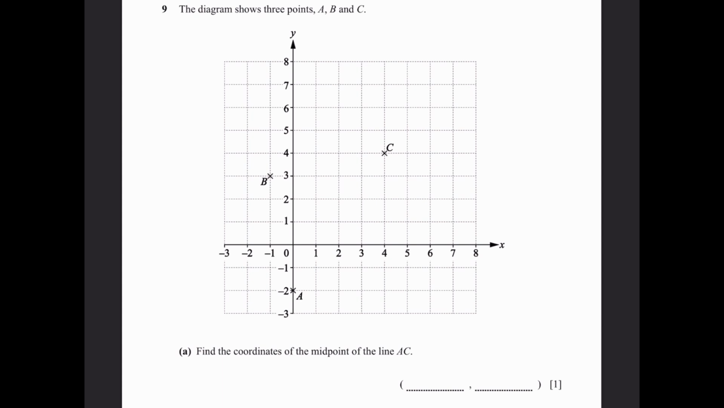Question 9. The diagram shows 3 points A, B, and C. A, find the coordinates of the midpoint of line AC. So line AC is like this, and we need to find the midpoint. So A is equal to (0, -2), and C is equal to (4, 4). And that means we need to find the mean of the x values and y values. The mean of the x values is 0 plus 4 divided by 2, that's equal to 2, which is x. And the y values is 1, because negative 2 plus 4 divided by 2 is equal to 1, which is the mean of them. Therefore, it's (2, 1).